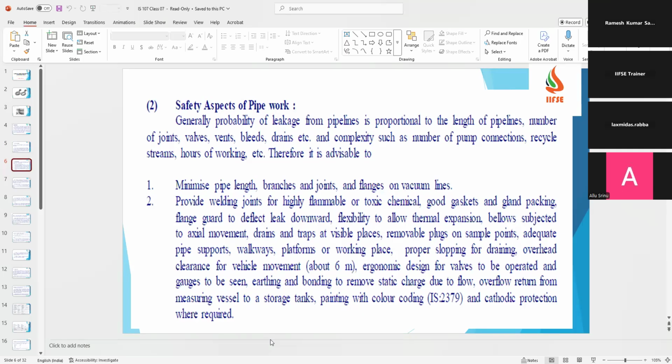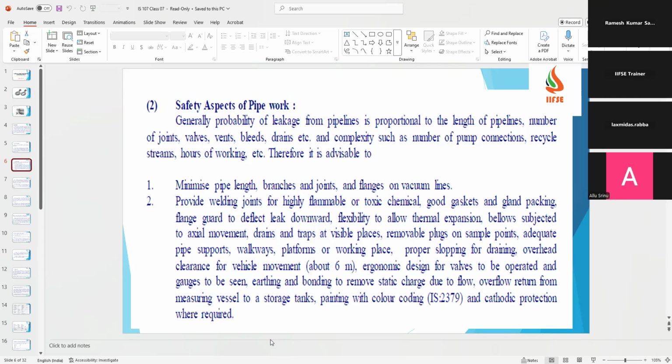Then, safety aspects with respect to the pipe work. Generally, the probability of leakage from pipelines is proportional to the length of the pipelines. When I say proportional, as we see in the accident hierarchy, the more humans are involved, the more chance of accidents, because 80% of accidents, we believe, happen due to human errors or unsafe actions. In the same way, whenever the pipeline length increases, the number of leaks also increases, or the probability of leaking at more places, more often, is higher.